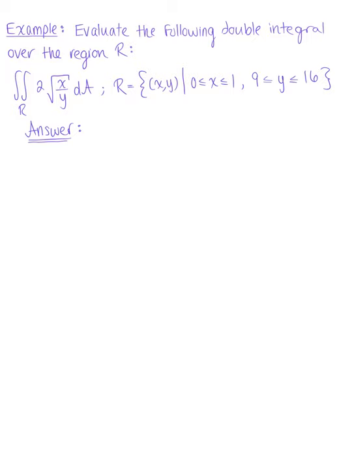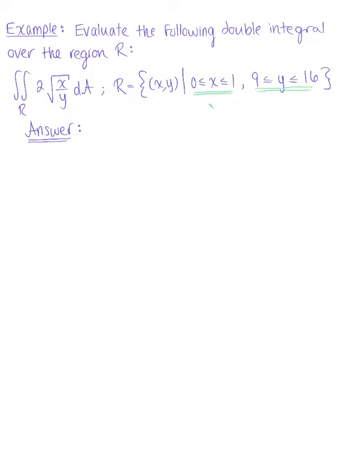Evaluate the following double integral over the region R. And we have the double integral of 2 times the square root of x by y dA, and R is the region in R2 where x is between 0 and 1, and y is between 9 and 16.